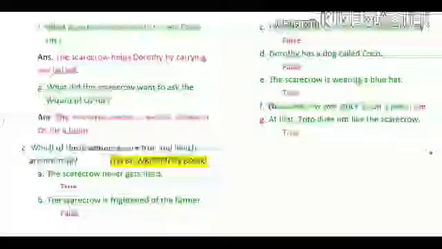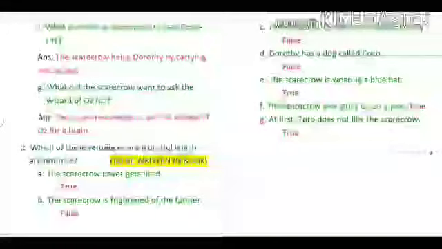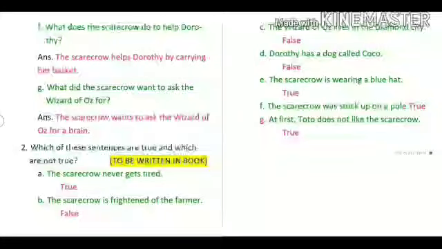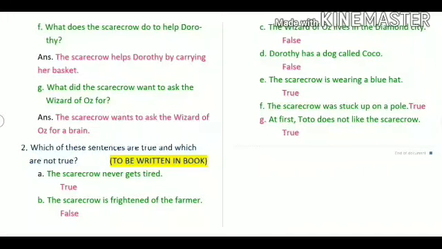Question number F is, what does the Scarecrow do to help Dorothy? Now the Scarecrow also helped Dorothy. You remember when they all started towards the Emerald City, Dorothy was carrying her basket in her hand, and the Scarecrow asked for her basket so that he could carry it for her. So the answer would be: the Scarecrow helps Dorothy by carrying her basket.